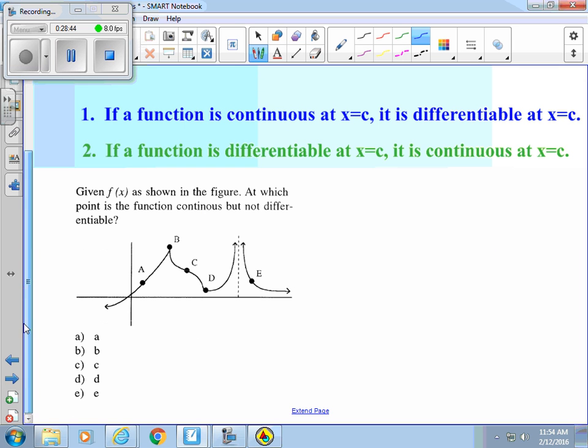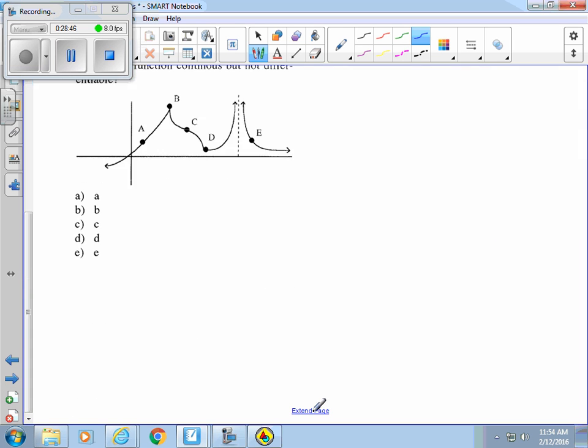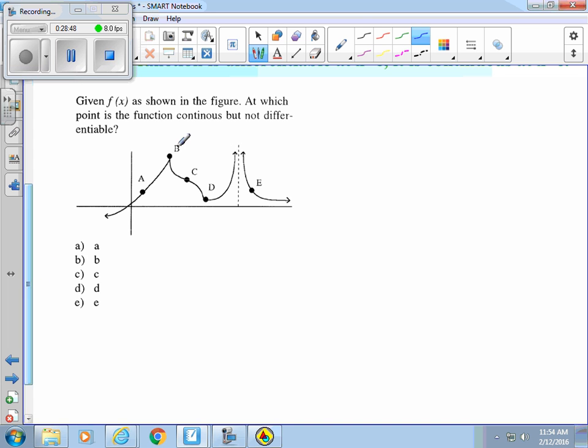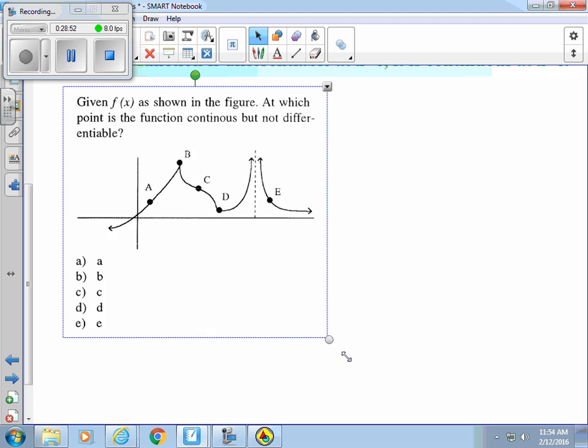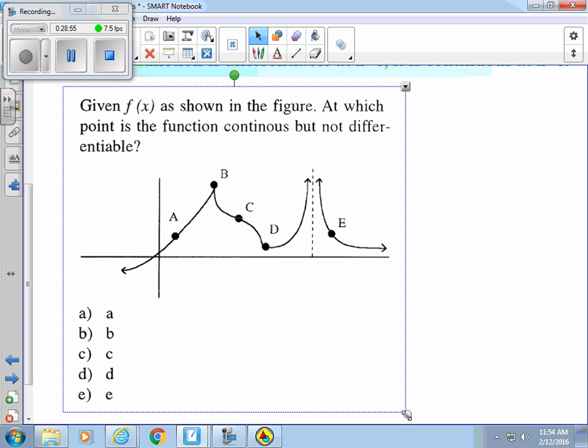Okay, let's look at this question. AP practice question. Given f of x as shown in the figure, at which point is the function continuous but not differentiable? Answer on your paper. Everyone have a second. I want to know if it is continuous but not differentiable.